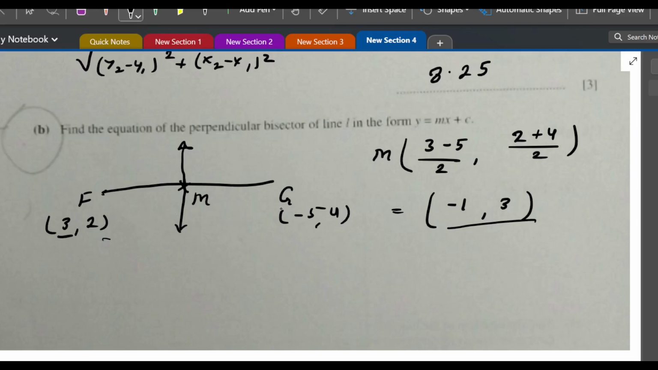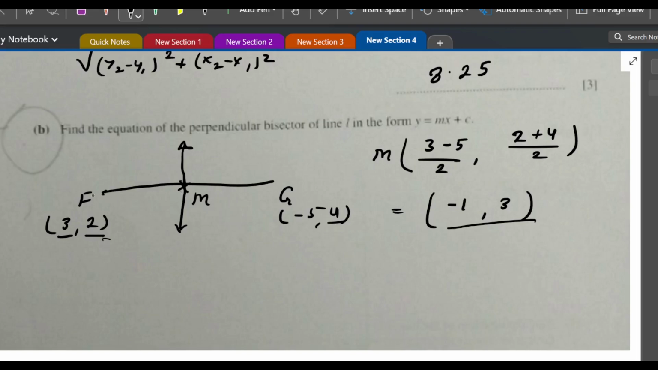Okay. Now, to find the midpoint, your formula is y1 plus y2 divided by 2, x1 plus x2 divided by 2. To get the average value, you add and divide by 2. So 3 minus 5, why do I do it? Because I'm adding minus 5, the coordinate given. Okay, so I got the midpoint.